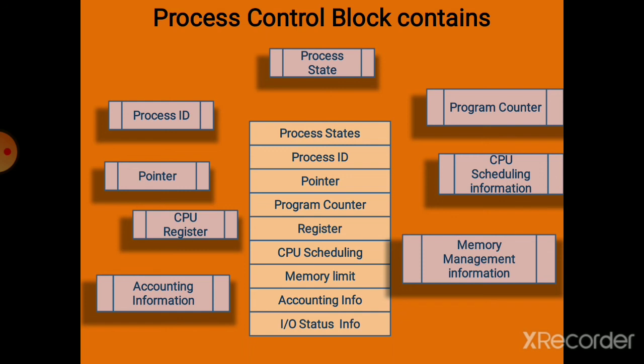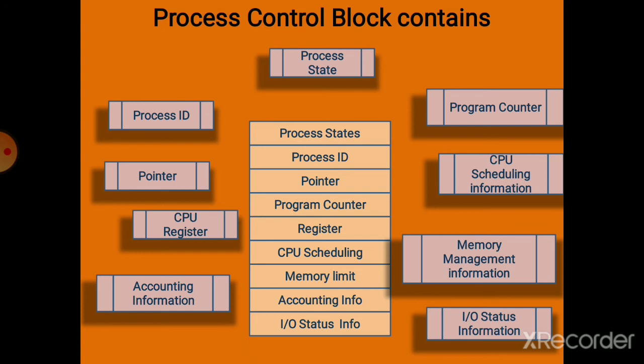The next information stored in the process control block is accounting information. What is it? It keeps account of the resources used by the particular process, such as CPU time and memory. So the amount of CPU used for process execution, the time limit, and so on. Everything will be stored in the accounting information.